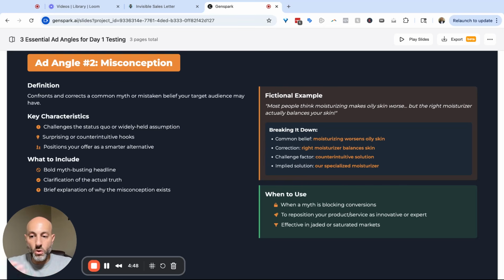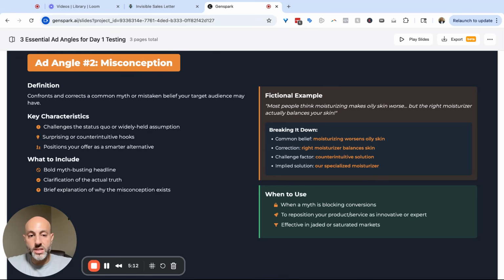All right, there's a whole little framework here. Fictional example: common belief, moisturizing worsens oily skin. That's a common belief. We're going to correct that misconception. Right moisturizer balances skin. So it's a counterintuitive solution. And the implied solution is, of course, going to be our product, the specialized moisturizer.